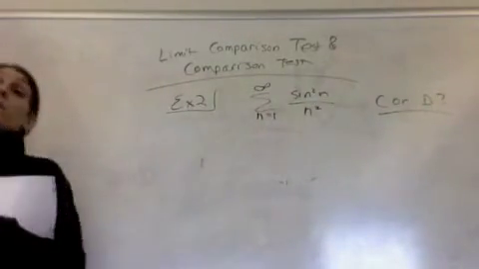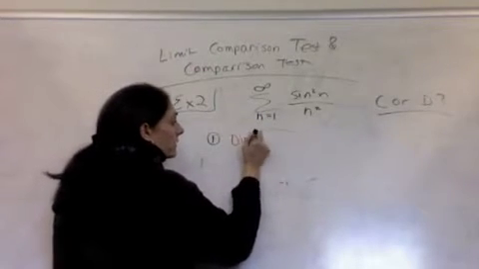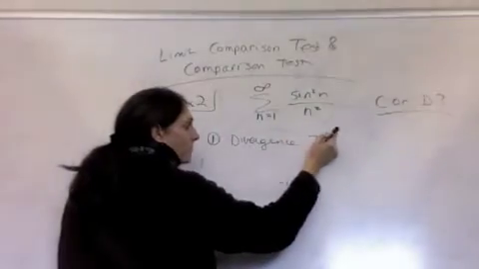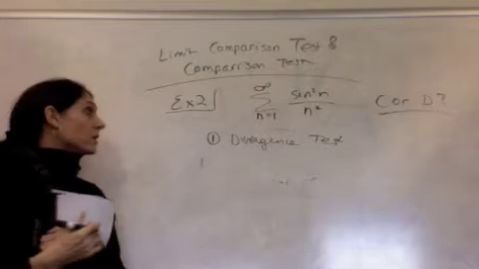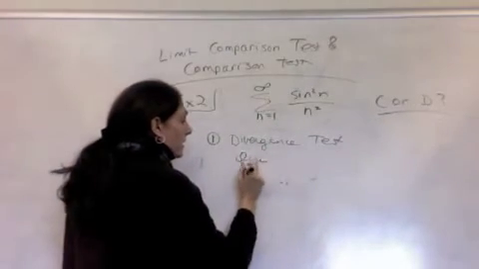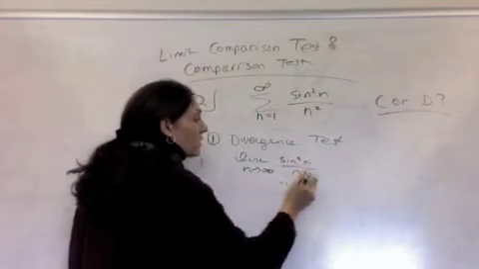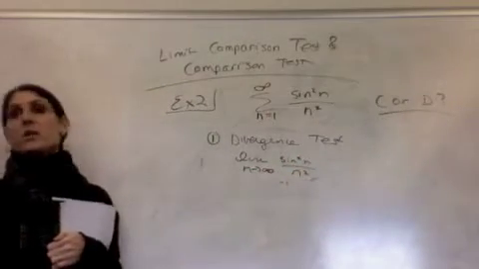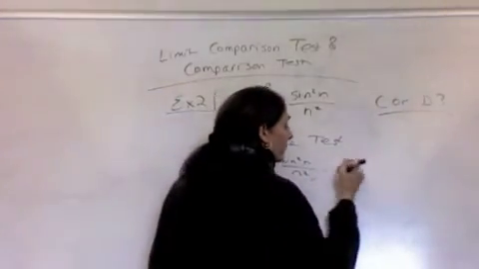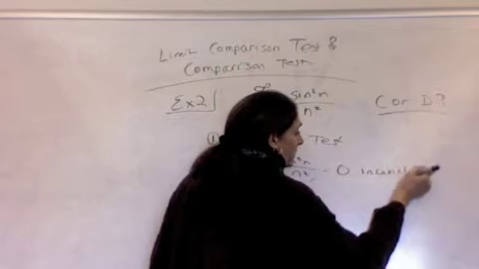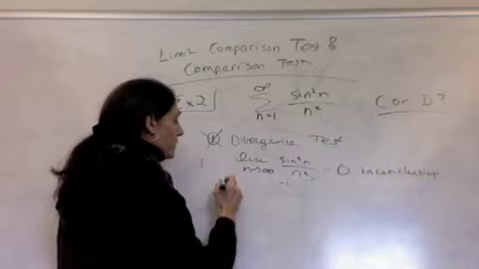So let's try and figure it out using some tests we know. Let's do the divergence test. Always try that divergence test. The limit of the nth term. What's the limit of that? 0. So does that prove it's convergent? No, no, no. It's inconclusive. We can't use that test. So this is inconclusive.